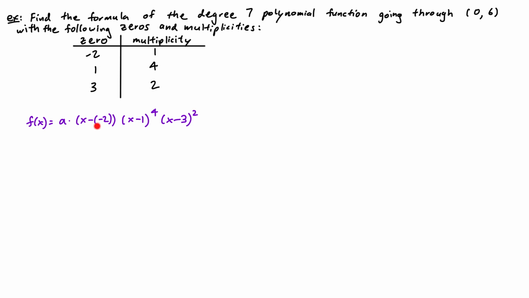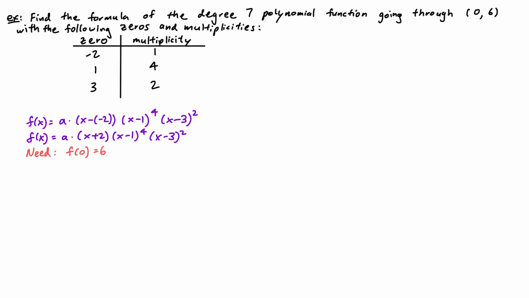Now, these double negatives here we can simplify, and we can rewrite our function as f of x equals a times x plus 2 times x minus 1 to the 4th power times x minus 3 squared. Now we want to find the specific polynomial that goes through the point (0, 6), which means that when I input 0 into my function here, we get 6 as the output. So what we need is f of 0 equals 6. This will allow me to set up an equation to solve for our vertical scale a.